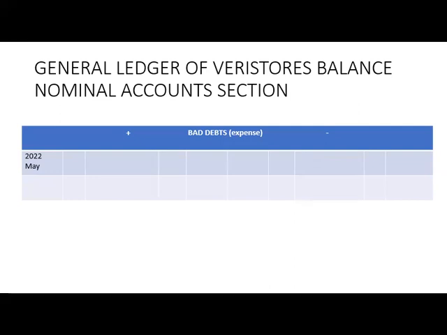I hope I didn't push that at a higher level. All right. So I'm going to debit my bad debts with debtors control, which is the contra account. In the general journal, the amount will be 560.